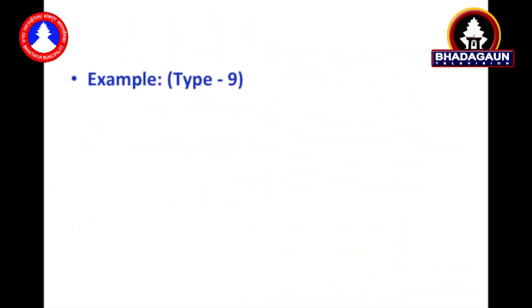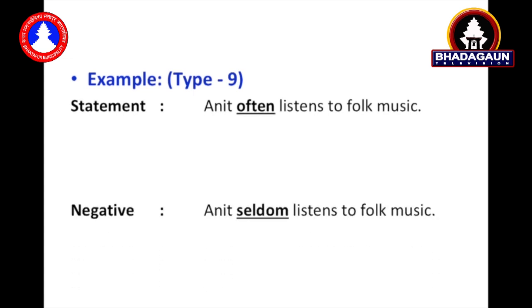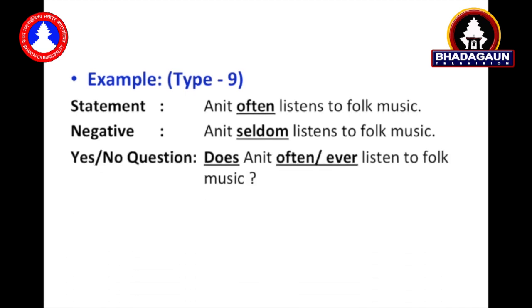Now, the next example, type 9. The statement is, Ronit often listens to folk music. Now here again we have a new word, often. Let's see what is negative. Ronit seldom listens to folk music. Often is changed into seldom. It's a negative word. And its yes no question is, does Ronit often or ever listen to folk music? It means we can change often into ever or make no change. And does is used before the subject to make the sentence a yes no question.